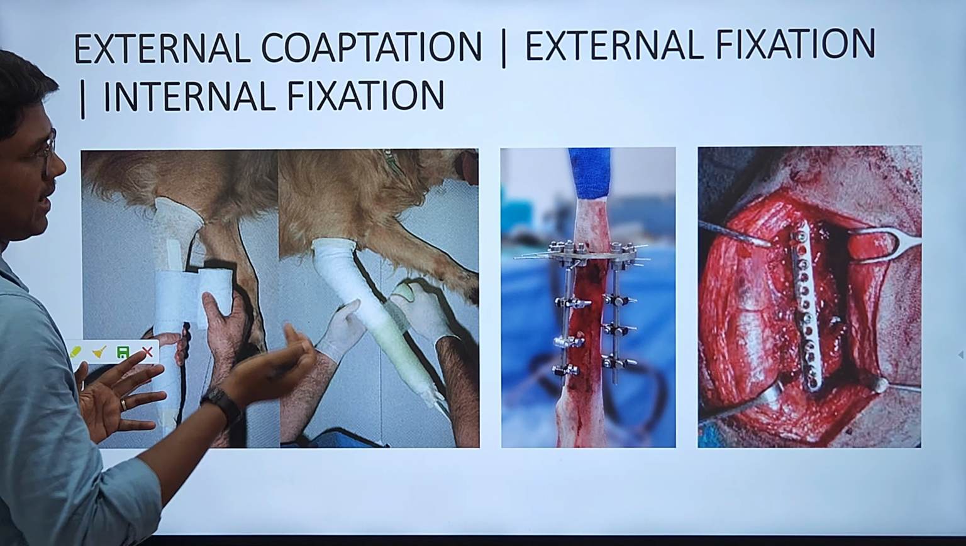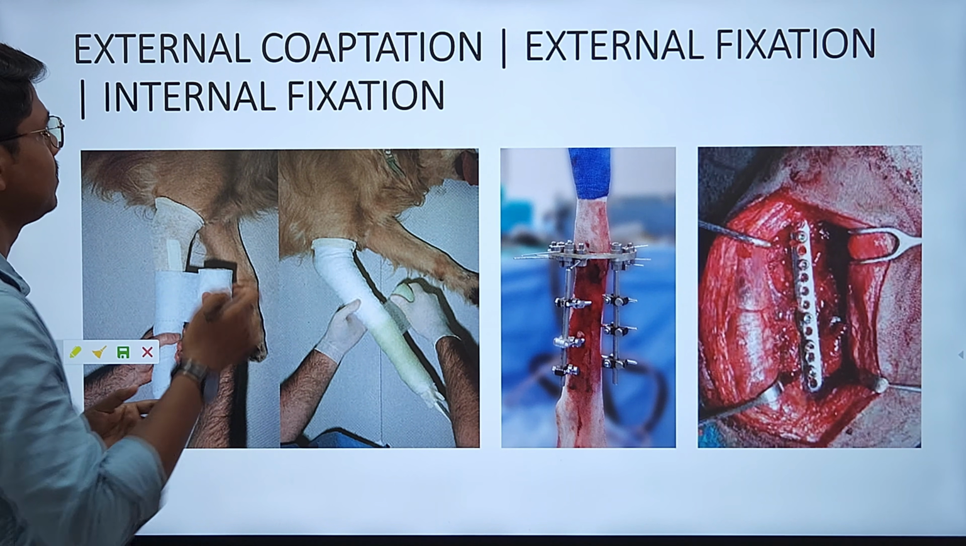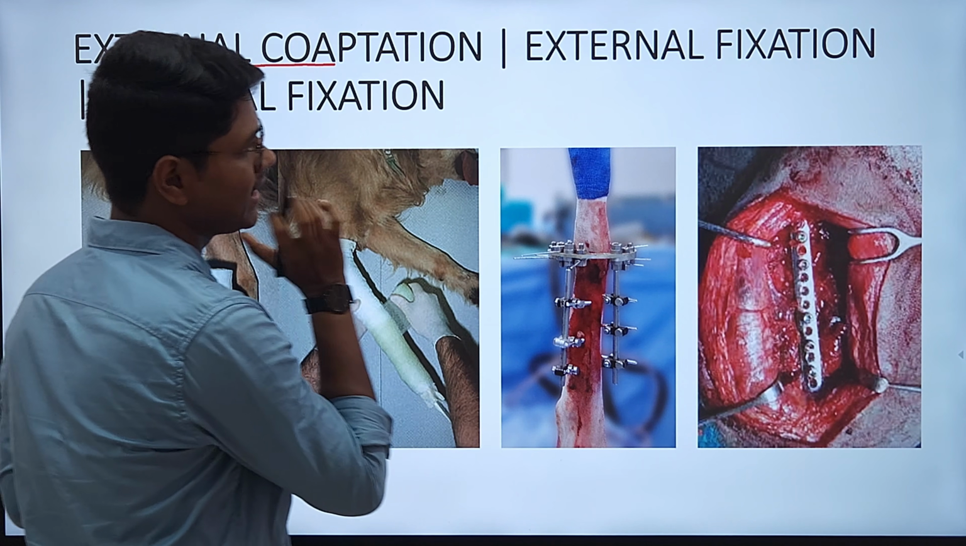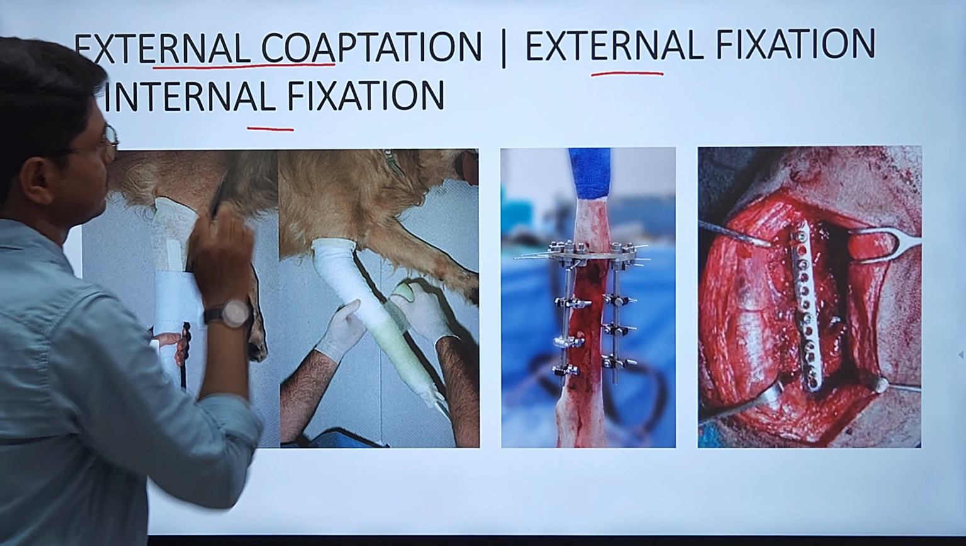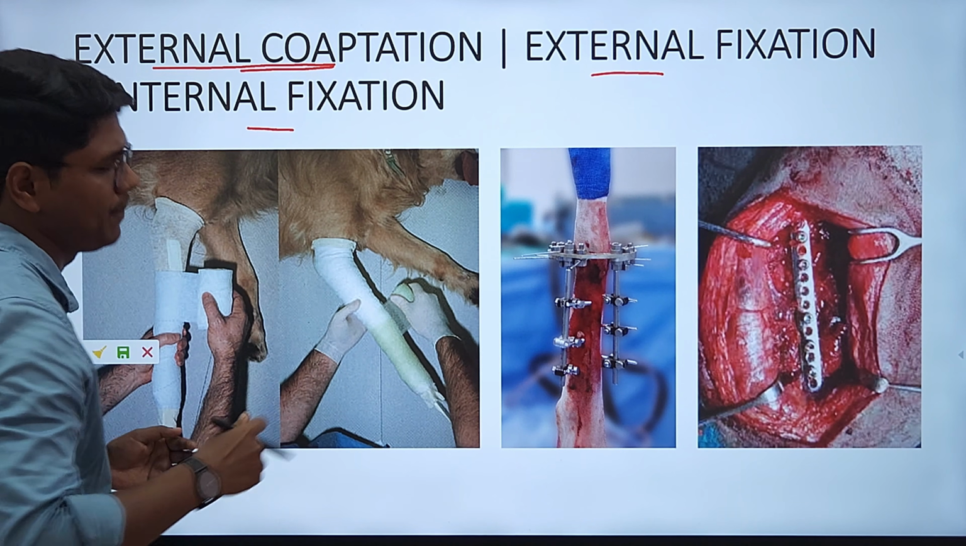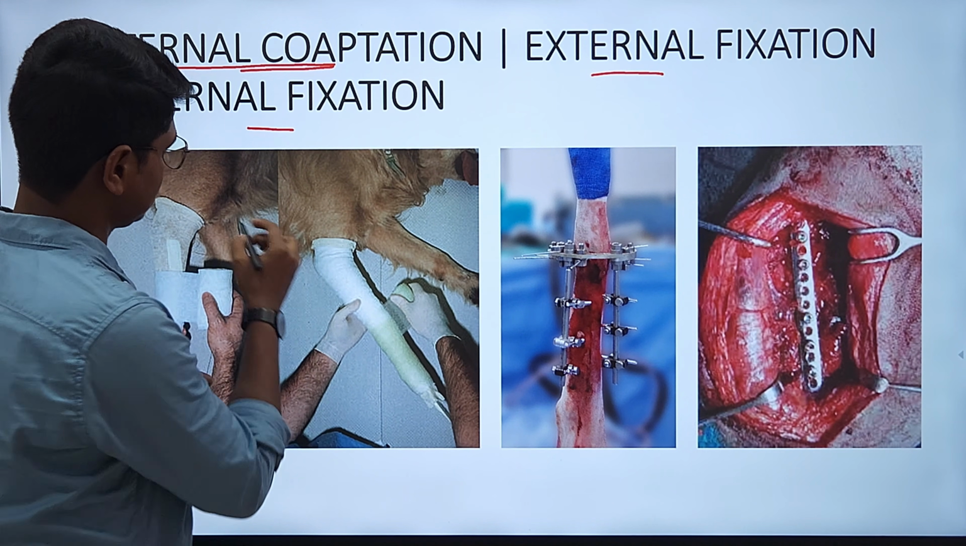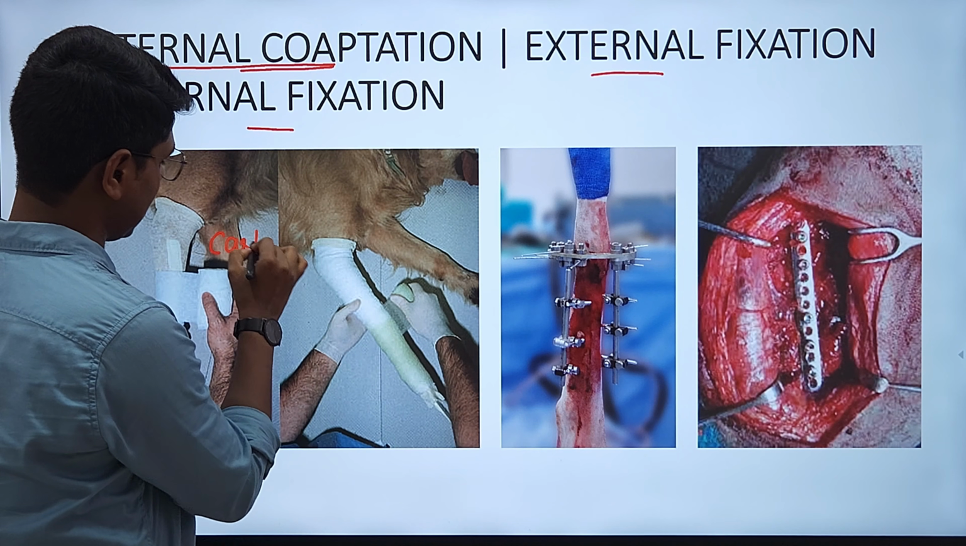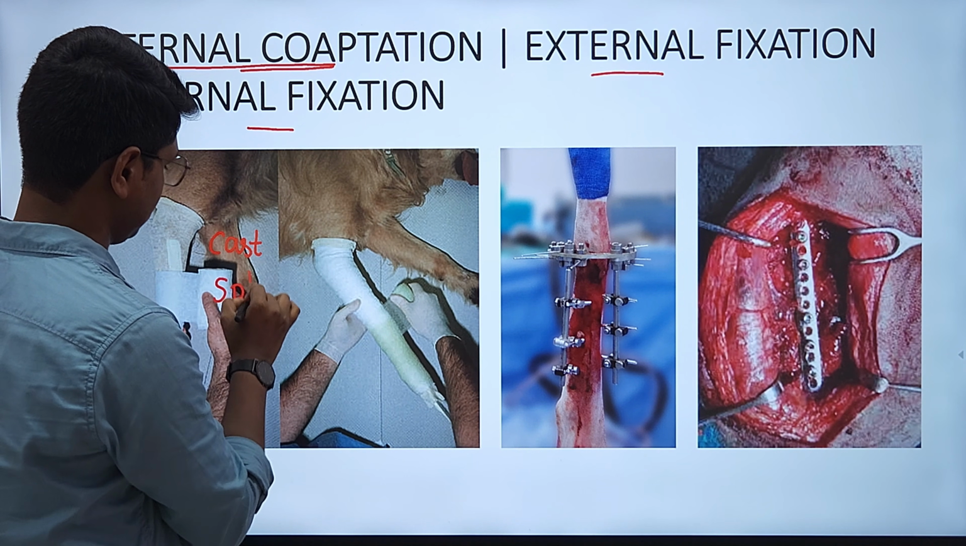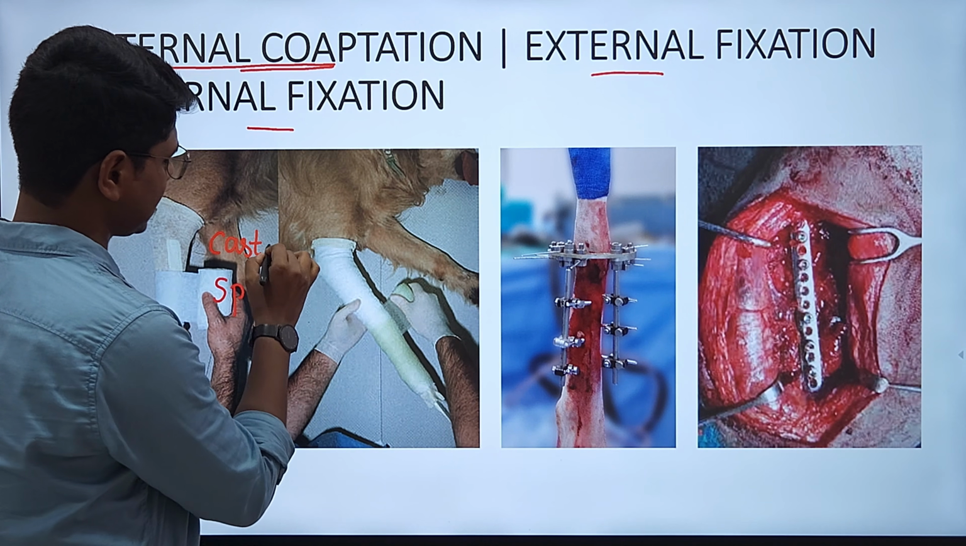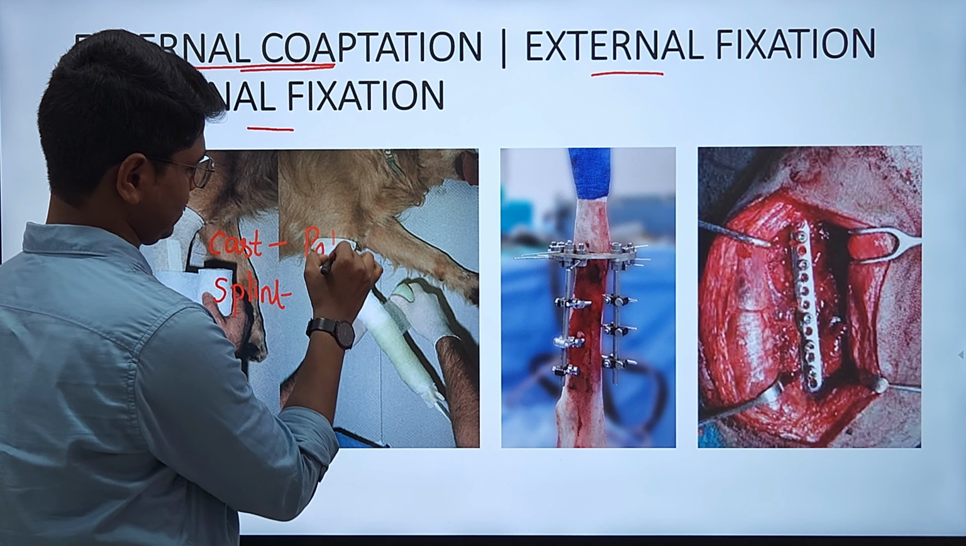So now these are the fixation systems: external coaptation bandage, external fixation and internal fixation. First one is external coaptation. It means you are using a cast or splint, like a POP cast.